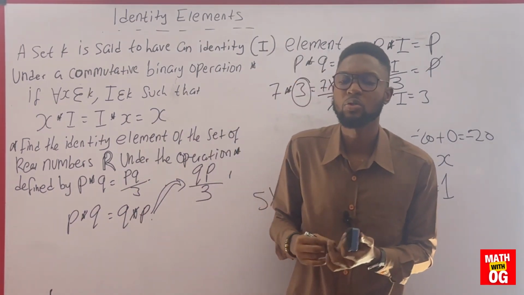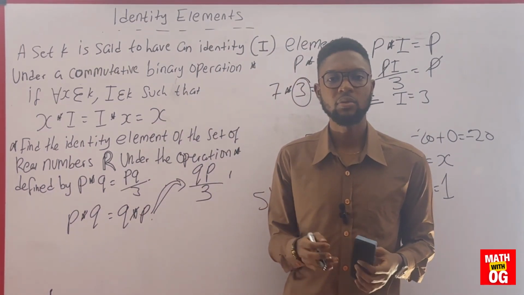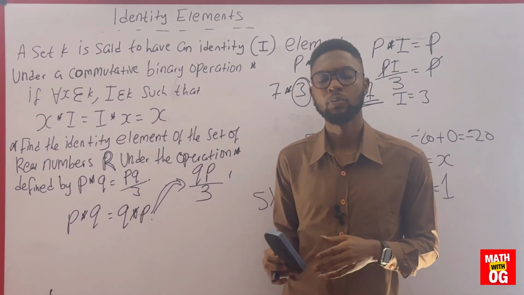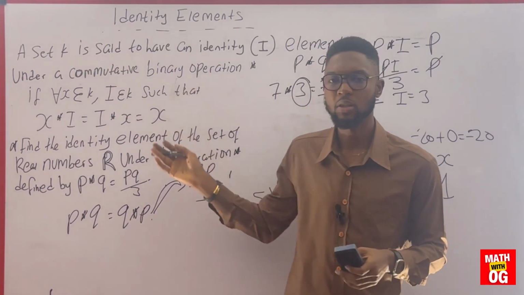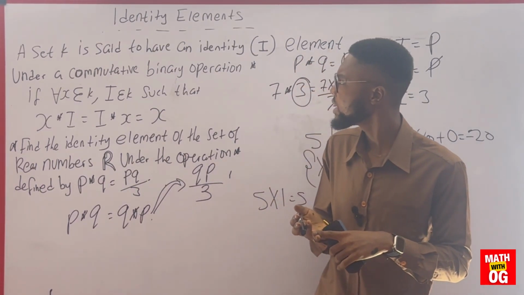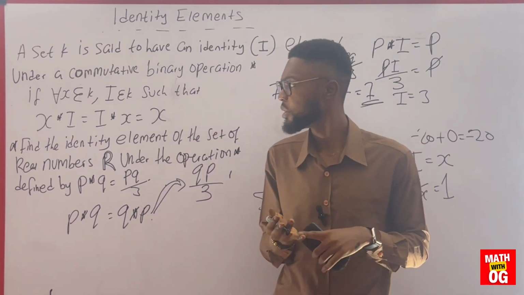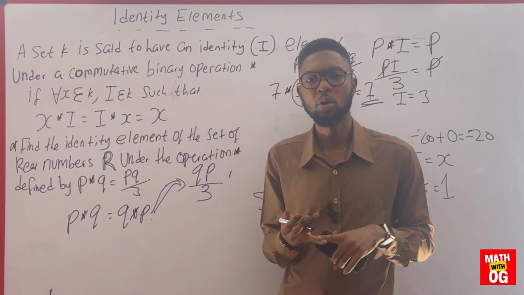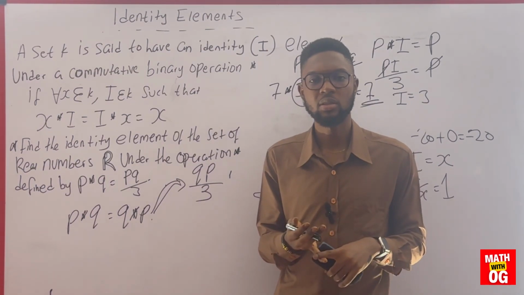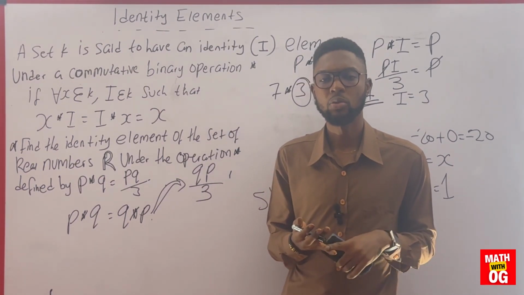So that's how you solve questions, or that's how you look for identity elements. Next video we'll be moving on to inverse elements. What you should take from this video is that for an operation to have an identity element, that operation must be commutative.